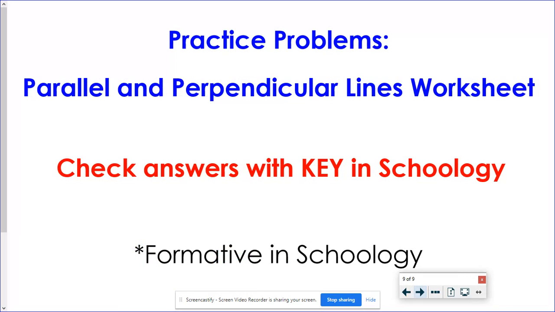Today, the worksheet that you have, I know it looks like there's a lot on there, but it goes very quickly. You are working on the parallel and perpendicular lines worksheet. The answer key is in Schoology, so you can check it. And when you're all done, make sure that you take the formative in Schoology. Let me know if you need any help.